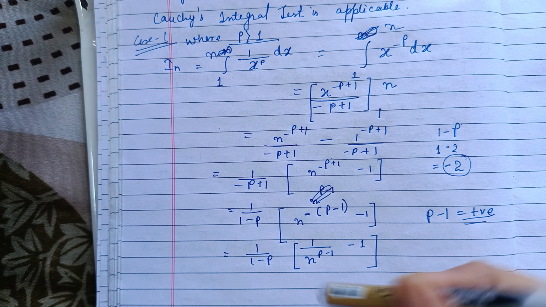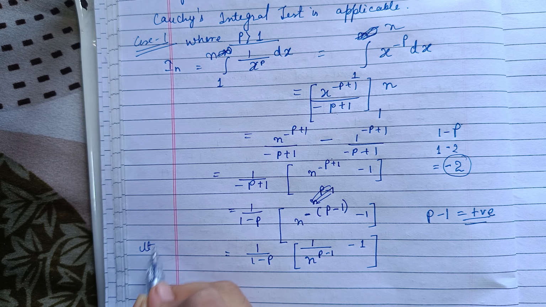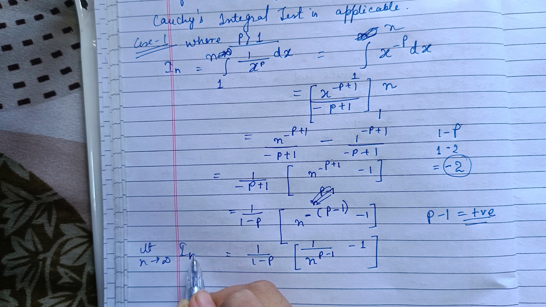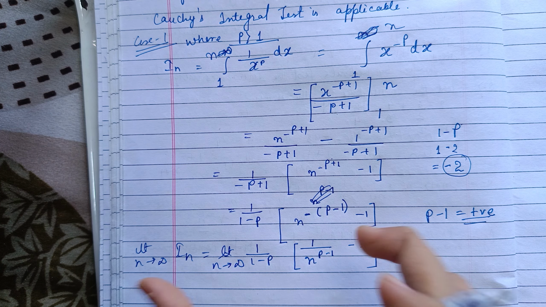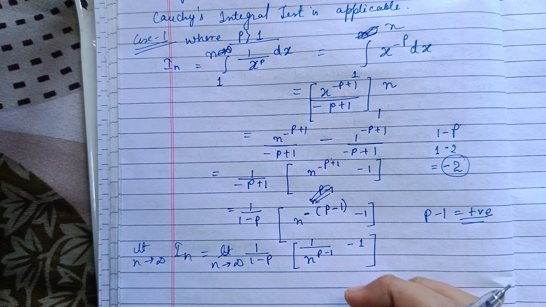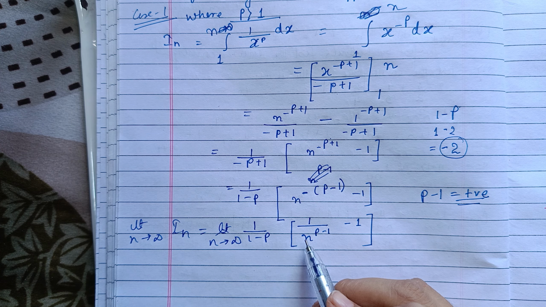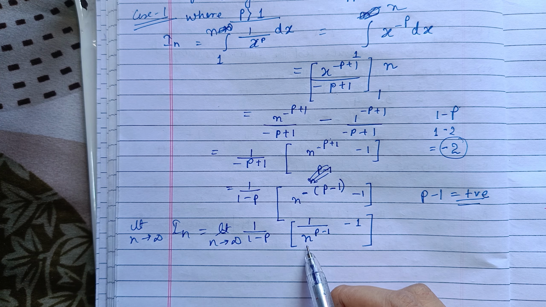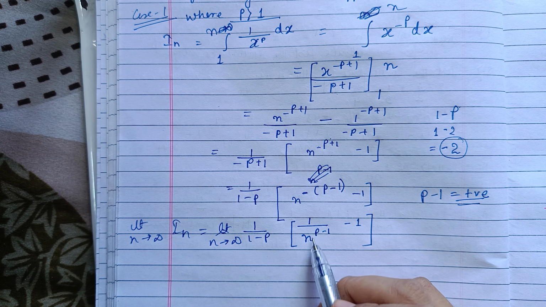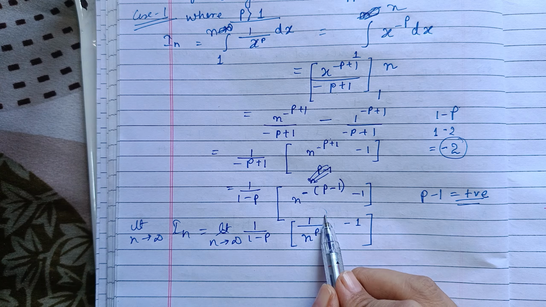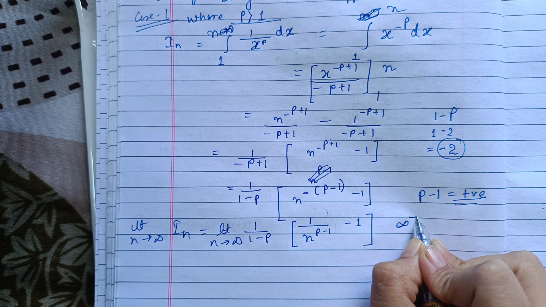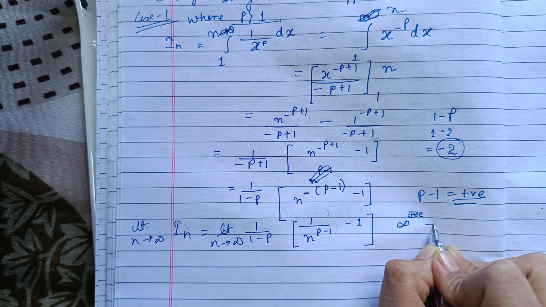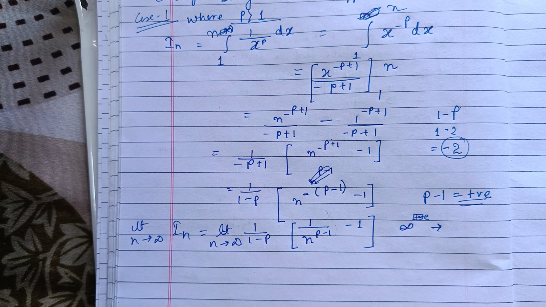Now we have to put the limit. When n tends to infinity, I_n is equal to the limit as n tends to infinity of this whole expression; in place of n we are putting infinity. Now if we put infinity over here and there is a positive result in its power, then this will give you, what? See, infinity to the power of something positive will give you 0.